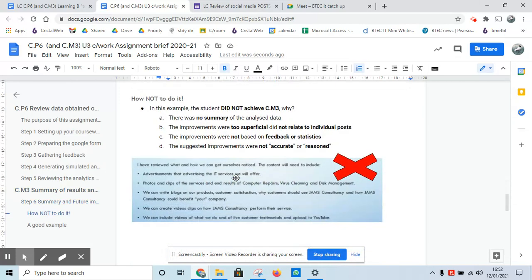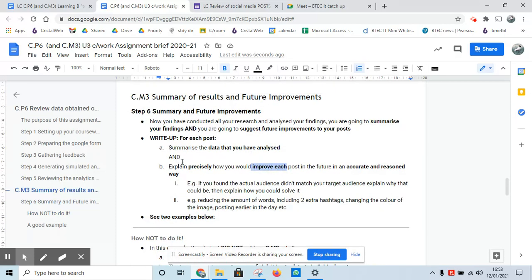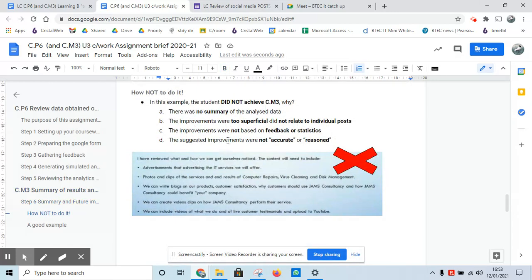So the two examples that you've got, here's the first one. This is a real piece of student work that failed M3 because of the following reasons. They didn't, first of all, summarize the analyzed data, and that's the first thing you need to do. So they missed half of the assignment out. And then the improvements that they suggested were very, very generalized. The words from the examiner were that they were too superficial and did not relate to individual posts. And they didn't actually base them on the analysis that they did in P6 anyway. And what the examiner is looking for is an accurate and reasoned set of improvements. And that wasn't given here.